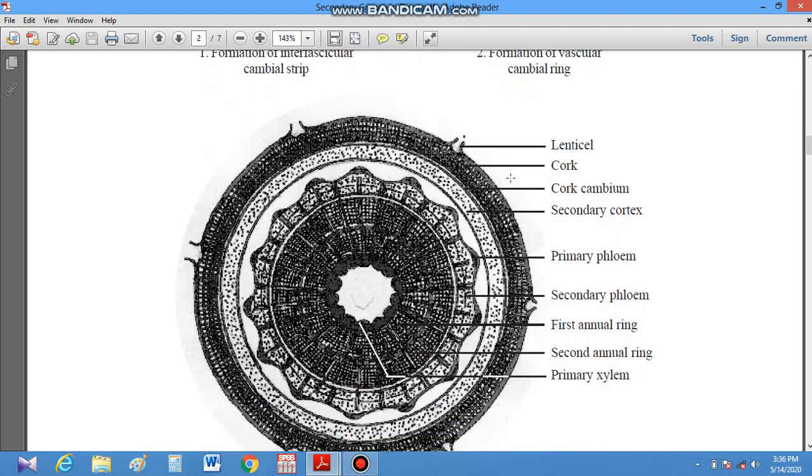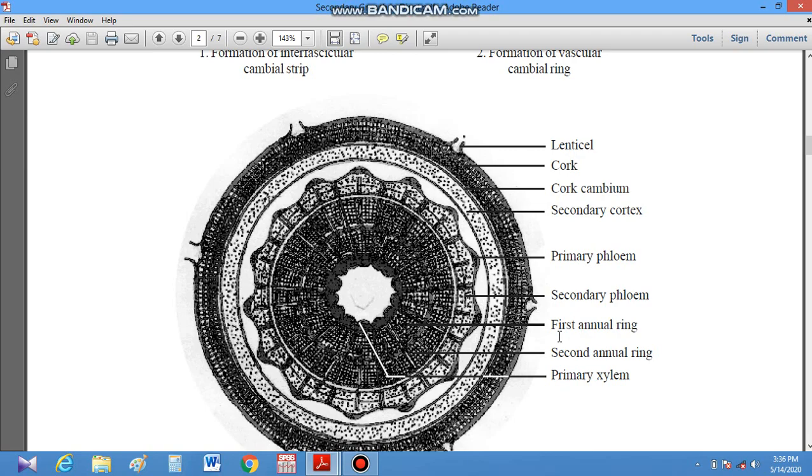We can see in this diagram that this is the primary phloem, this is the secondary phloem, this is the primary xylem, and this is the cambium ring. There was a cambium formation, and after secondary growth we can see here that the cells of vascular cambium divide and form secondary xylem to the inside and secondary phloem to the outside. The secondary phloem is towards the outside of this cambium ring. The thickening of the stem is due to these secondary tissues.